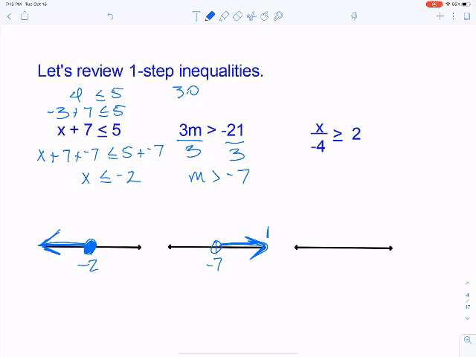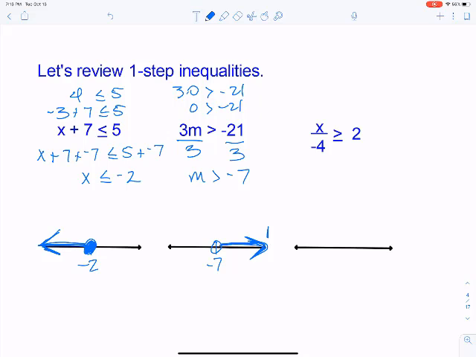3 times 0 is greater than negative 21. Well, 3 times 0 is 0. Is 0 greater than negative 21? Yes, it is. So it works. Okay, now let's talk about this one, the last question here. In this one right here, we've got x divided by negative 4 is greater than or equal to 2.